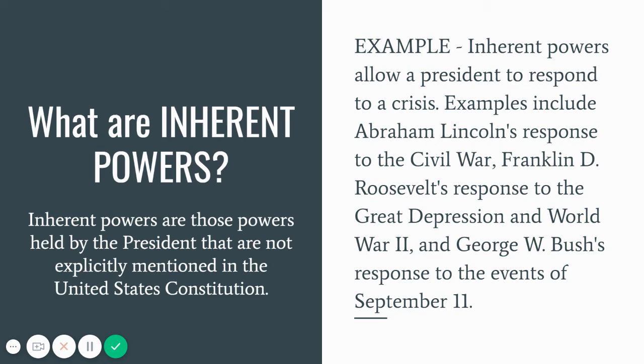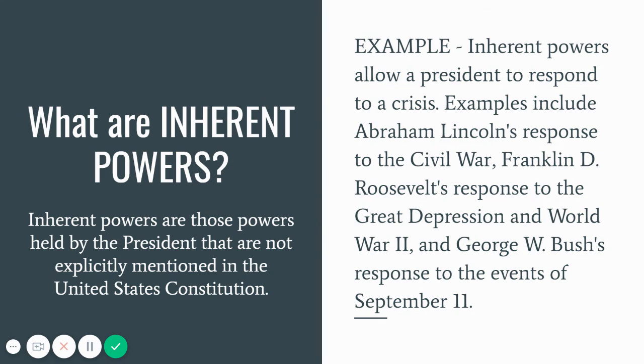What are inherent powers? Inherent powers are those powers held by the president that are not explicitly mentioned in the Constitution. For example, inherent powers allow the president to respond to a crisis. If an event happens, such as Abraham Lincoln's response to the Civil War, Franklin Delano Roosevelt's response to the Great Depression and World War II, and George Washington's response to the events of September 11th.